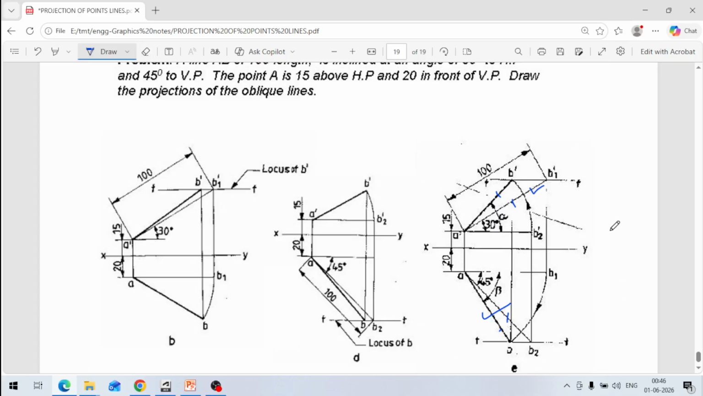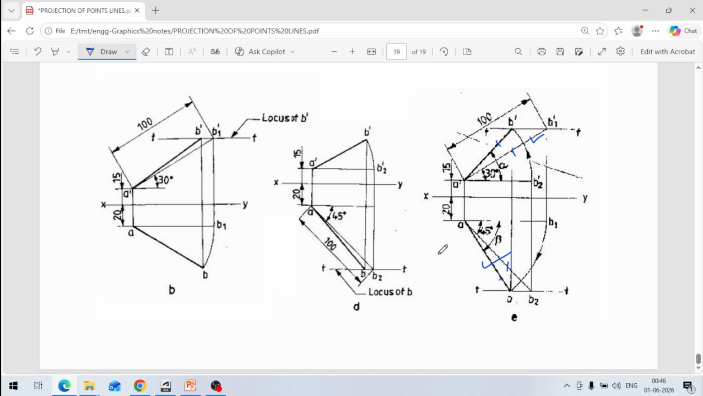So how to draw it? Just we have taken this 100 mm length, and then this horizontal line, and from this point we draw an arc. From there, this will be the projection. Okay, so I think it's clear to you.